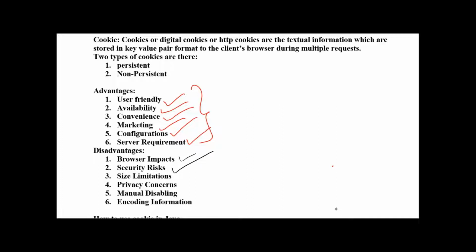And the next one is size limitation. Size limitation also exists on cookies. They cannot store a large amount of information. Most cookies are able to store information only up to 4 KB. Browsers also possess restrictions when it comes to the number of cookies. Except Internet Explorer, all other browsers only allow up to 20 cookies for a single website.